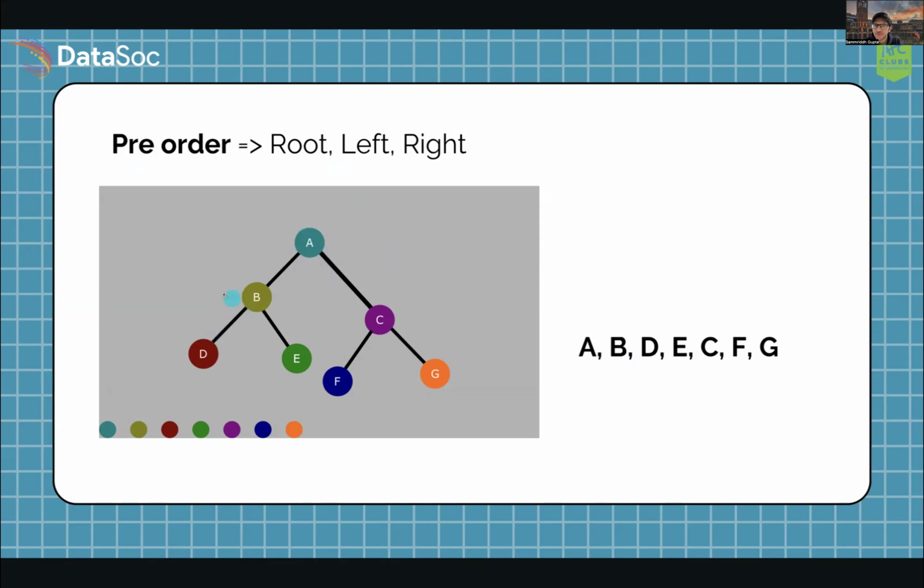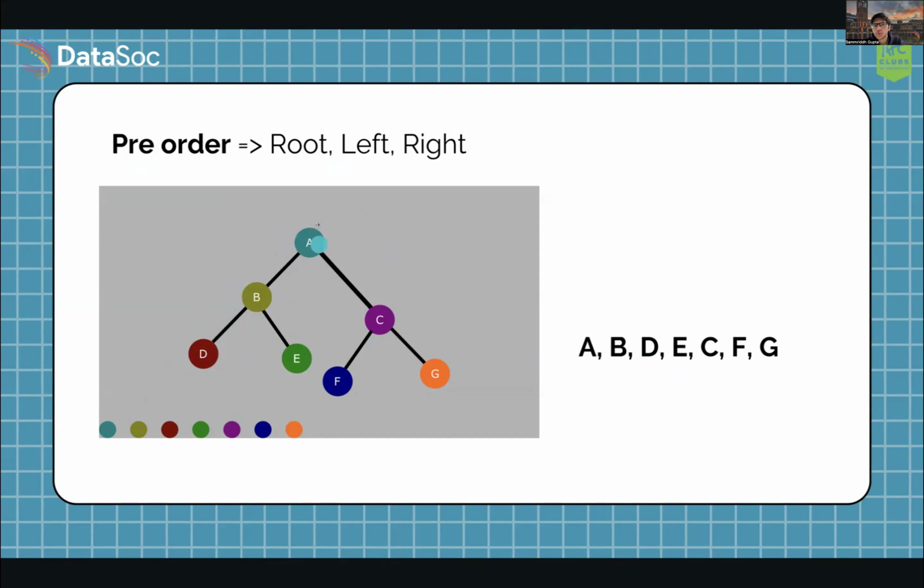Now root, left. To the left is B. When you come here, again root, so root gets printed: B. Then root, left. Okay, you go to the left, root gets printed, that's D. So root has been printed, there's nothing to the left, nothing to the right. You go back, root has been printed, nothing to the left, something to the right, that's E. So the next one's E.